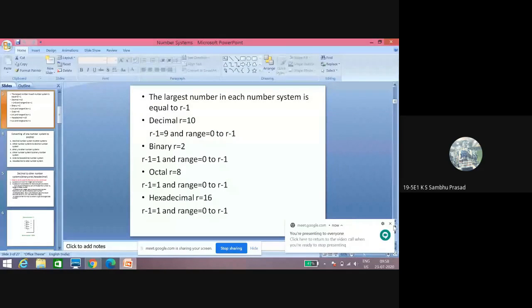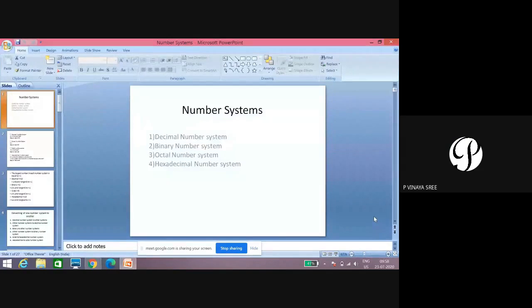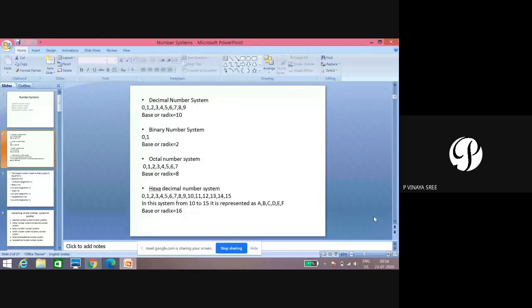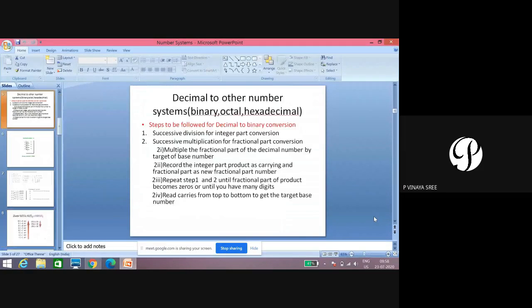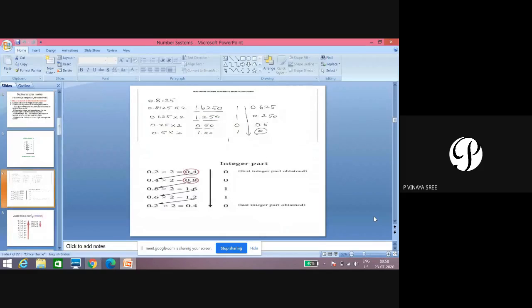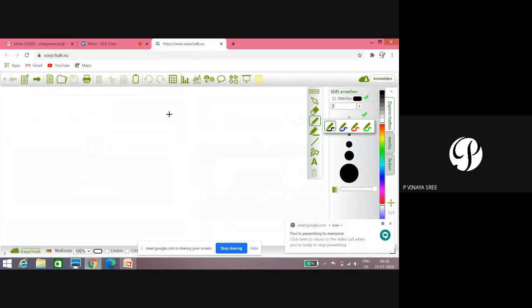Yes, ma'am. Okay. So yesterday we discussed number systems, the different types of number systems and what the basis of those number systems is. And we started with decimal to binary conversion. Next we need to start decimal to octal conversion. Everyone write a side heading in your notes: decimal to octal conversion.